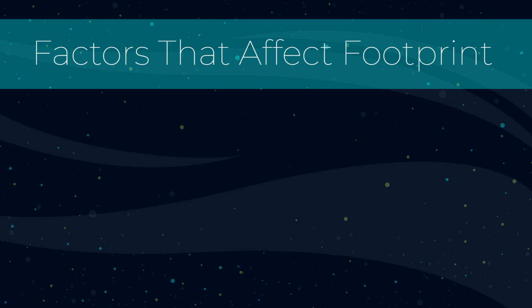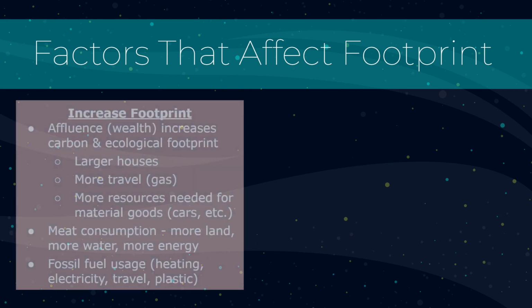So what affects our footprints? Affluence is a big one. The more affluent you are, the more wealthy you are, the higher your carbon and ecological footprint. That's because you're more likely to have a larger house, which takes up more space, but also more raw materials. You're more likely to travel, so you're going to use more gasoline. The more affluent an individual or society is, the more goods they consume, so the more raw materials they need. There's also going to be a huge correlation between consumption and ecological and carbon footprint.